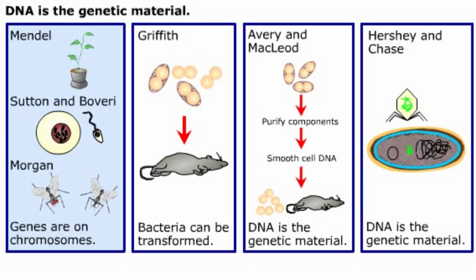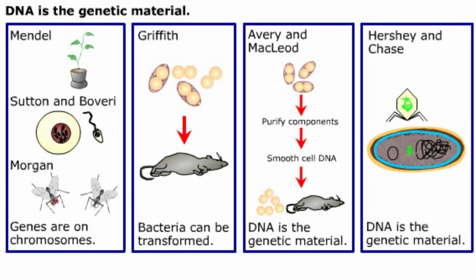Mendel, Sutton, Boveri, and Morgan provided the foundation with their ideas about the presence of genes on chromosomes. Griffith performed the first bacterial transformation experiment, which gave Avery and MacLeod a starting point for their discovery that DNA is the genetic material. Hershey and Chase confirmed this with their experiments using radioactive bacteriophage.